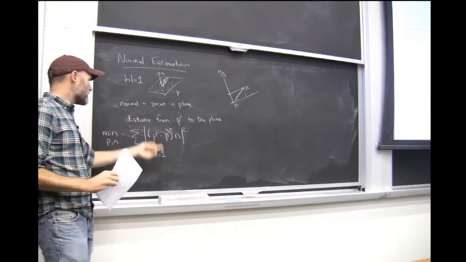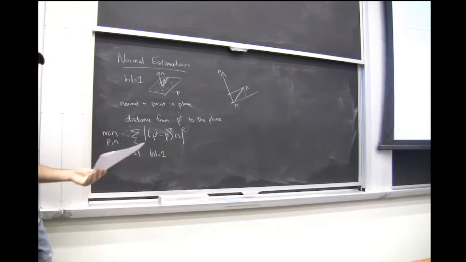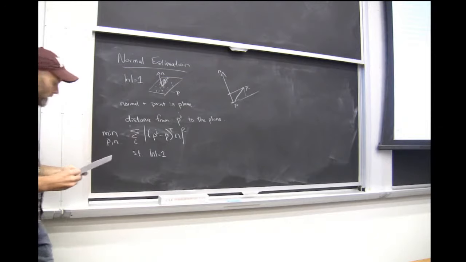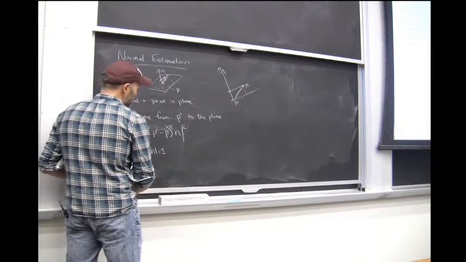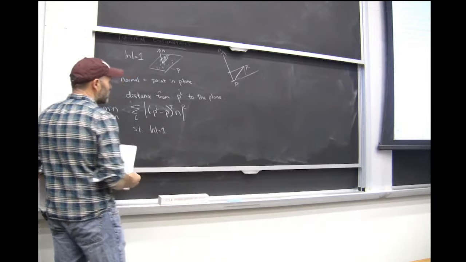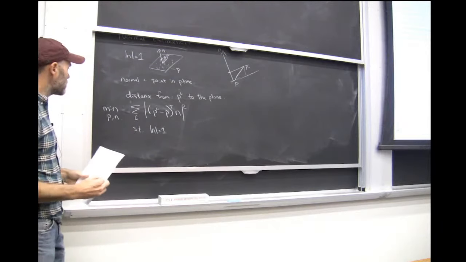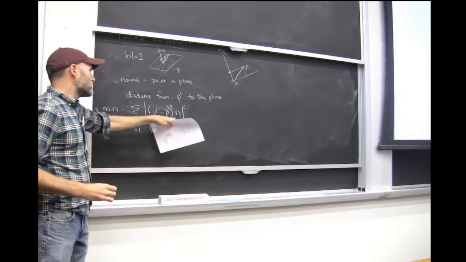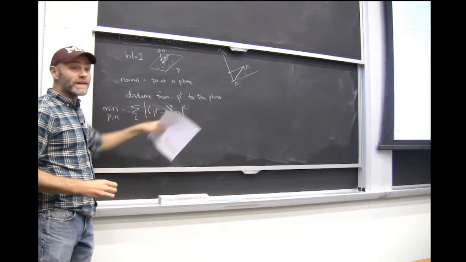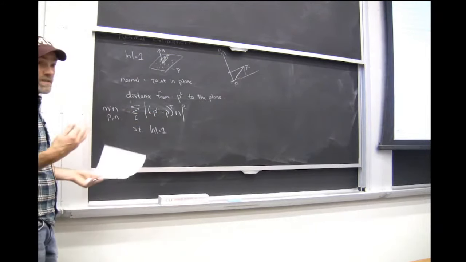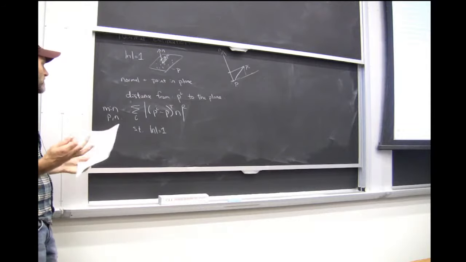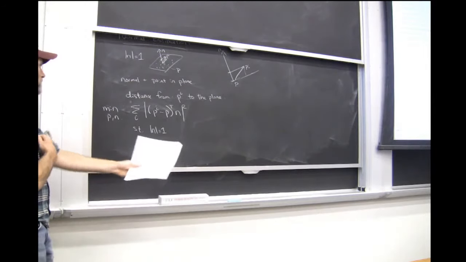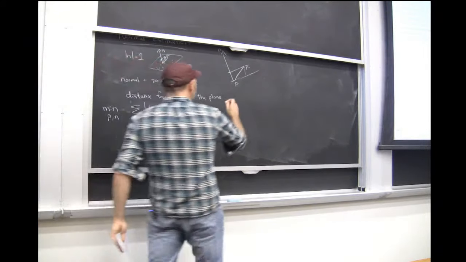This looks scary. It turns out that it has a nice solution. The reason it has a nice solution is that you can actually solve for p as a function, the optimal p as a function of n, just like we did in the other point cloud processing algorithms. It's not surprising that the strategy will be pretty similar.